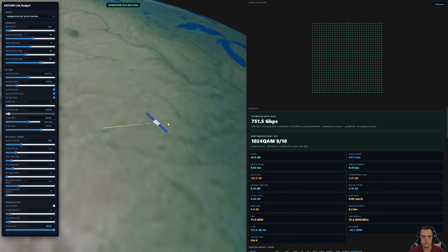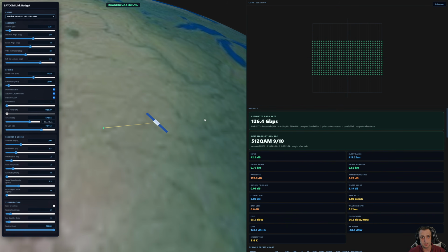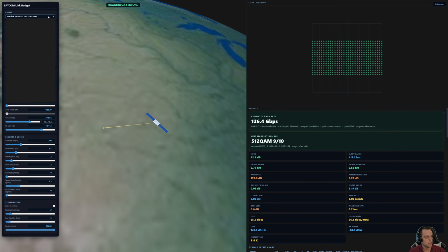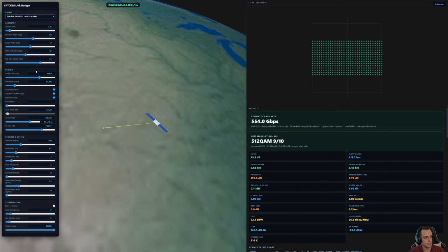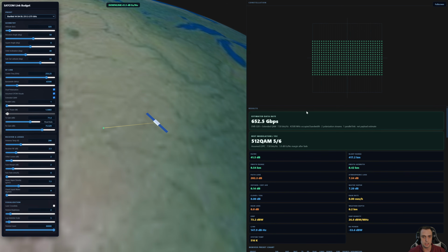Here I've added in all of these Starlink D-band links into my link budget simulator, and this is all based on the FCC filings, so all of these gains and power settings should be about right. And you can see that these have sufficient signal-to-noise ratio to achieve fairly high spectral efficiency, so around 8 bits per hertz in this case.